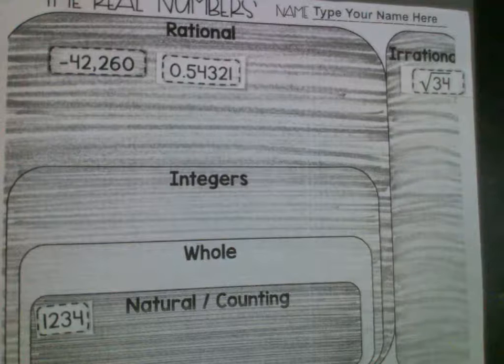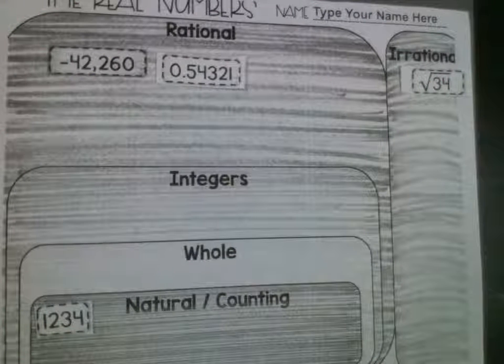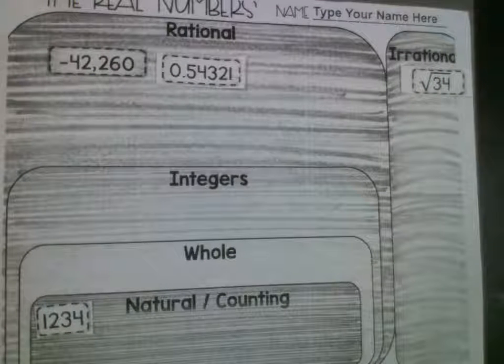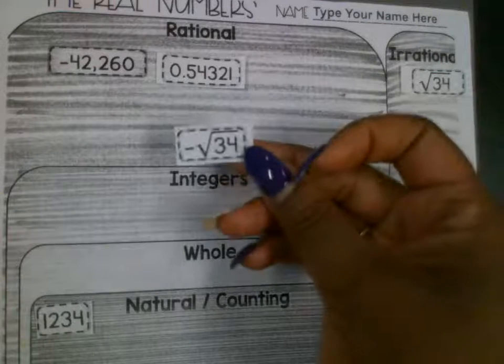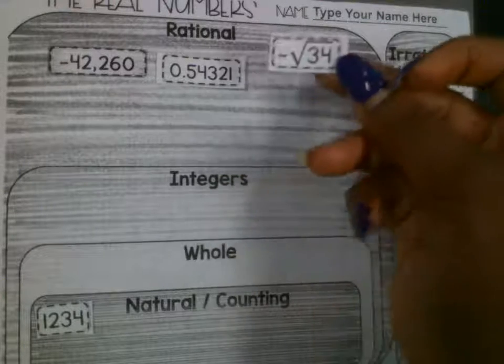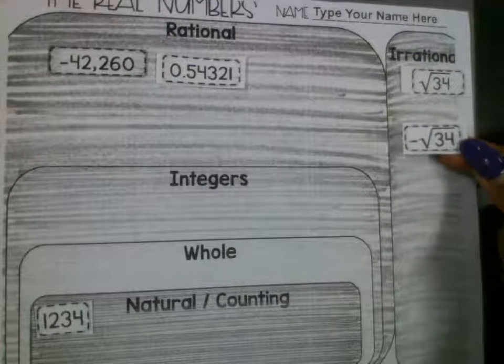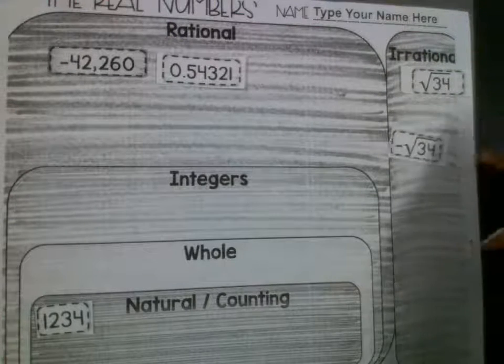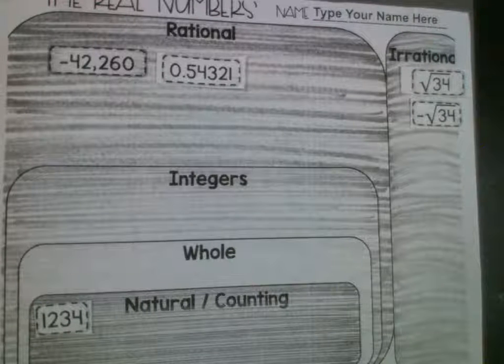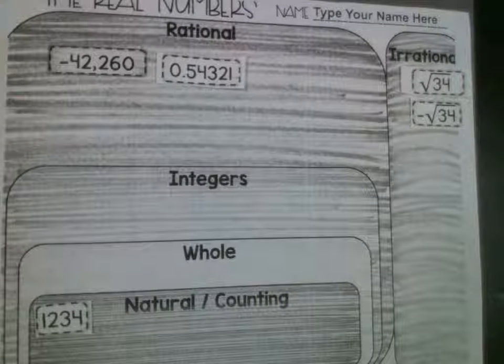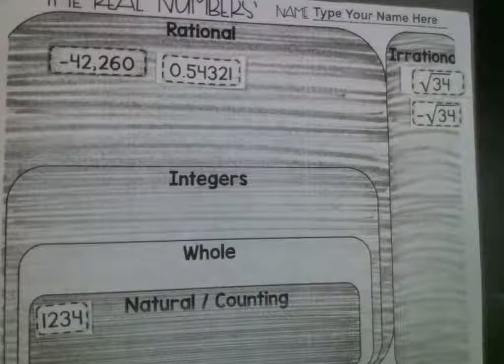Remember, I'm only doing one row at a time. That way I don't confuse anybody and you don't get lost by looking at all these different numbers, okay? Negative square root 34. Is that rational or is that irrational? It's irrational. It's a negative non-perfect root. It is still irrational. If it's irrational, it can't be anything other than a real number and an irrational number.